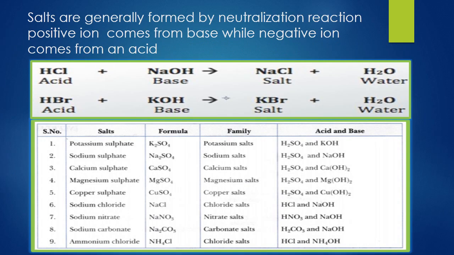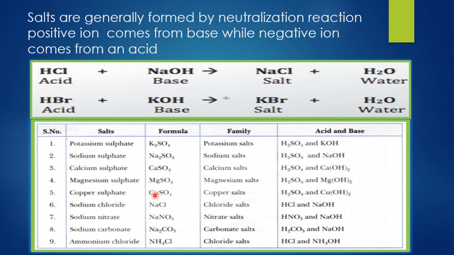Now you are all well aware that salts are formed by neutralization reaction. That is, when an acid reacts with a base, a salt and water are formed. In this salt, the positive ion comes from a base. Sodium here, being a metal, forms a positive ion, so it comes from a base, sodium hydroxide. And this negative ion, chloride ion, comes from an acid, right? So in a salt, the positive ions are always from the base and the negative ions are always from the acid.